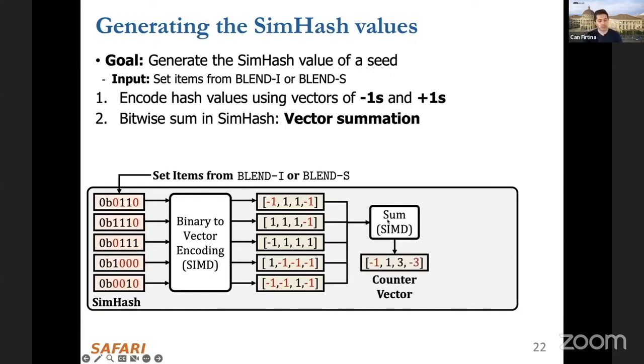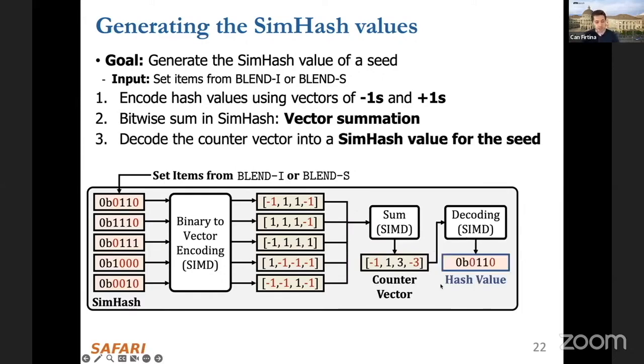We use all these vectors to do a bitwise summation at each position to generate this counter vector, again using SIMD operations. And then by looking at the signs of these values, we do a decoding to generate the SimHash value of a seed. If this is negative, then the corresponding bit position of the hash value would be 0. And if it is positive, then it would be 1.